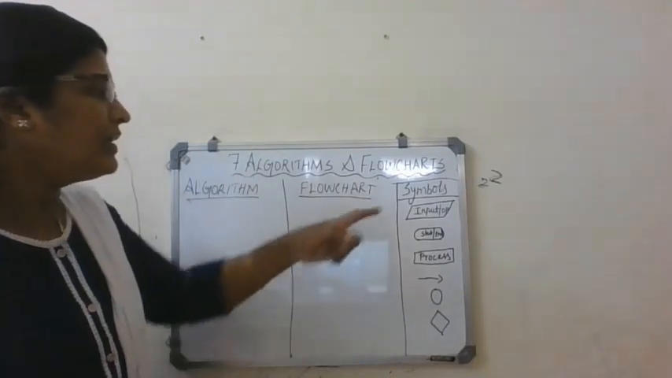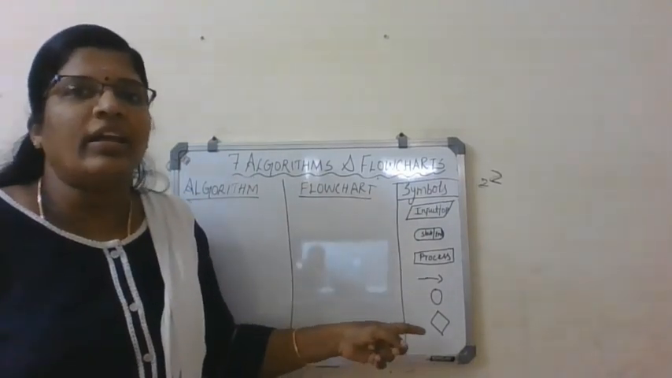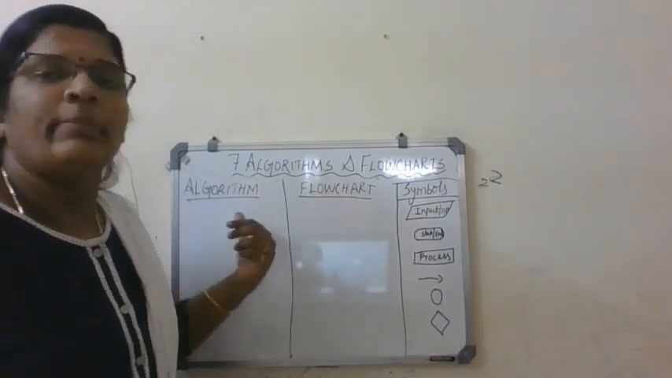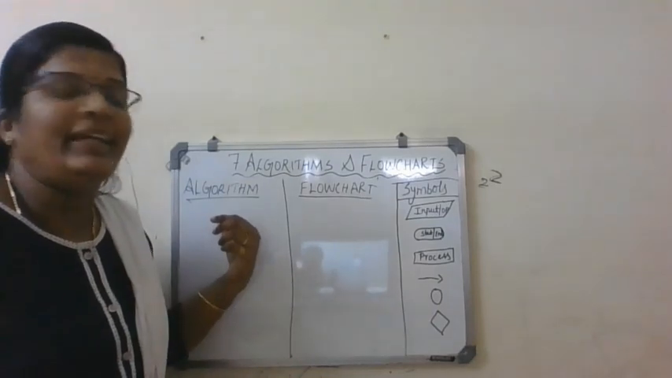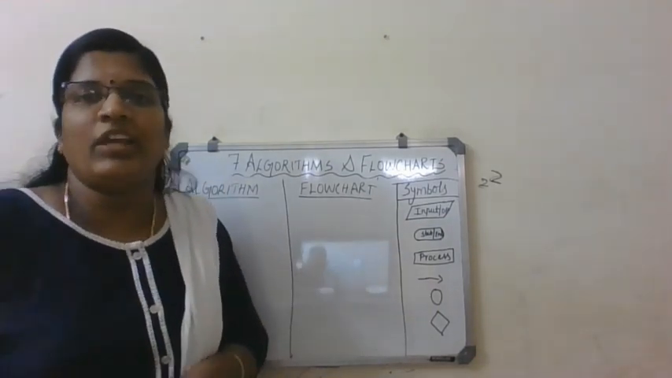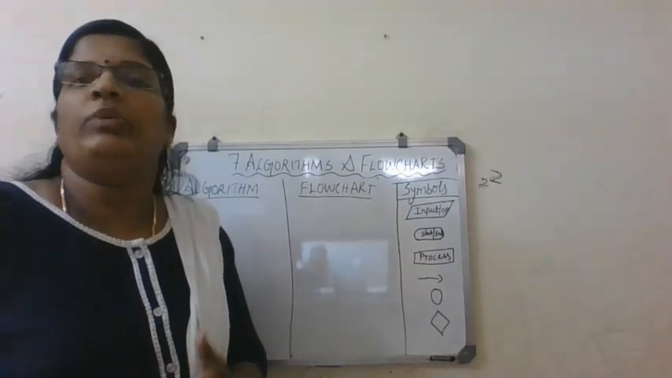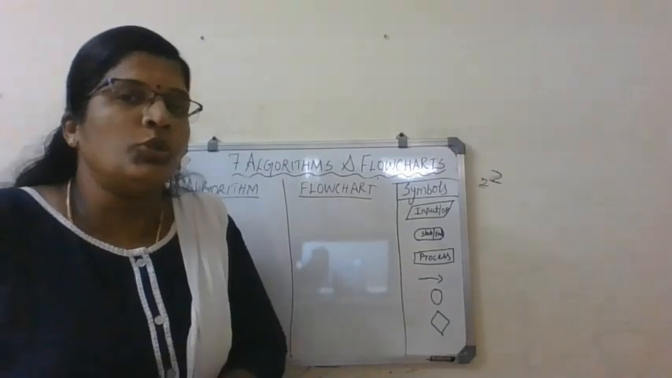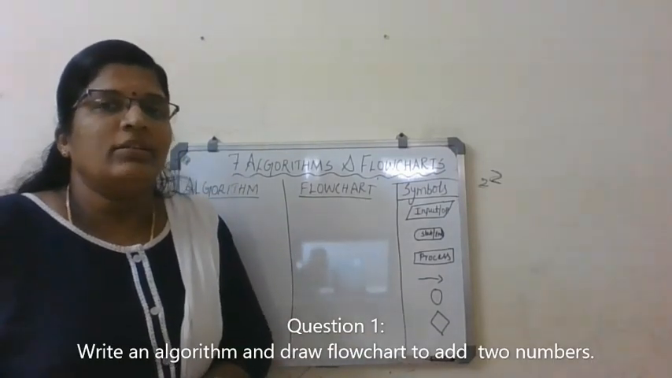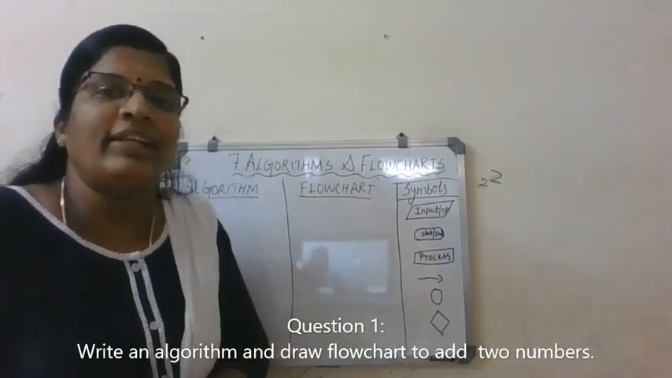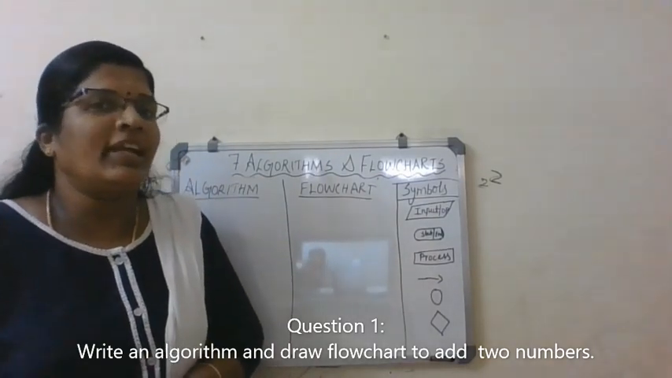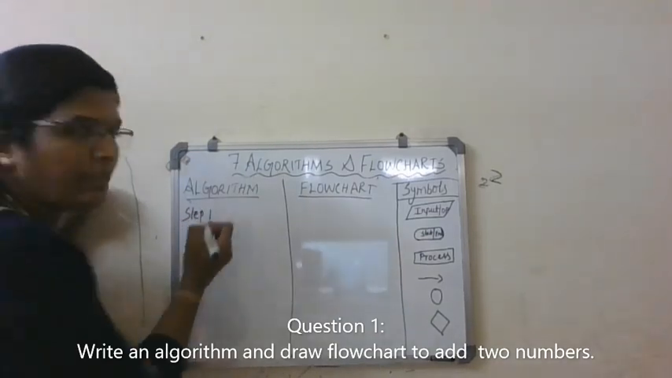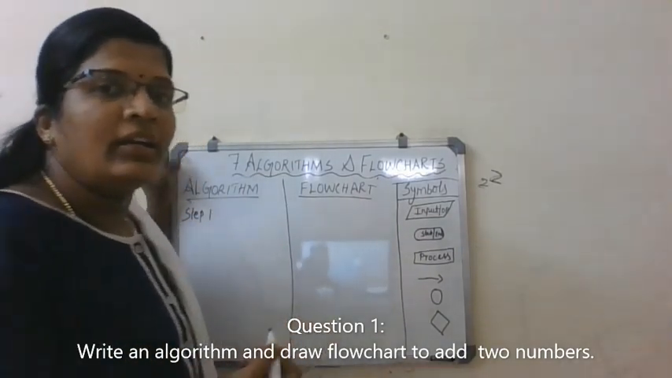Students, now let us study how to draw a flowchart. I have given the symbols for your reference over here. If you have any doubt, you can refer to these symbols. On this side I'm going to write an algorithm which we already studied, and here we are going to draw the flowchart. We are going to write an algorithm and flowchart to add two numbers. You already know how to write an algorithm, right? What is the procedure? Can you tell me what is step 1? An algorithm is a step-by-step procedure.